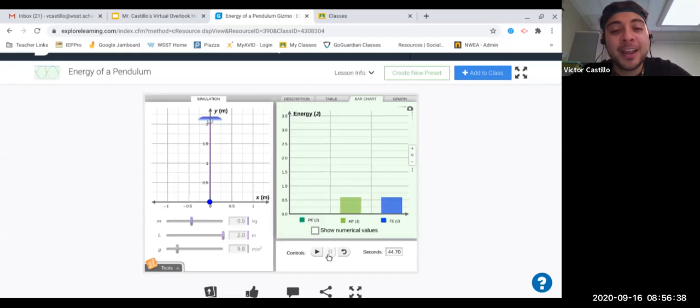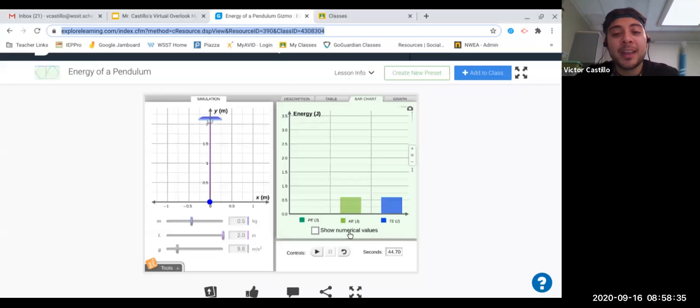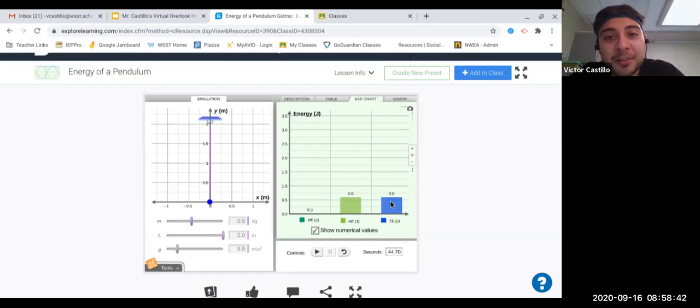Look, almost perfect. As you can see, the ball is stopped at the way bottom. I stopped it at the most bottom point. According to the bar chart, my kinetic energy is at the highest. I have a max kinetic energy. What does that mean exactly? If you click on the numerical values, kinetic energy is at 0.6, which is the total energy.